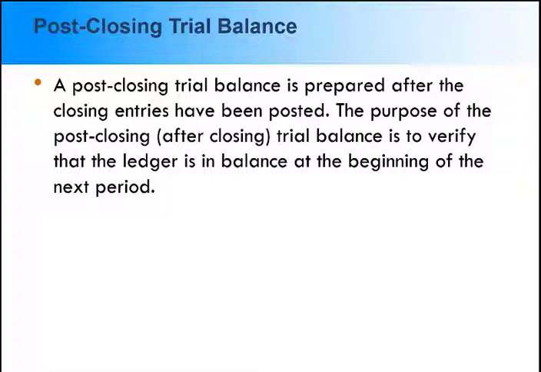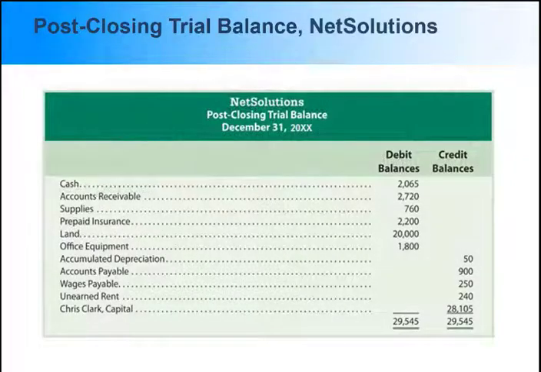After the closing entries have been journalized and posted to the ledger, another trial balance is prepared, called a post-closing trial balance. This statement should contain only real or permanent accounts. All temporary accounts should have zero balances. The post-closing trial balance includes the ledger balance for each account.